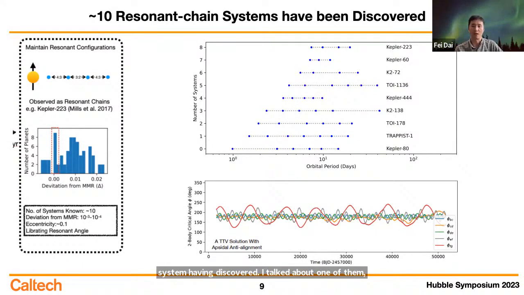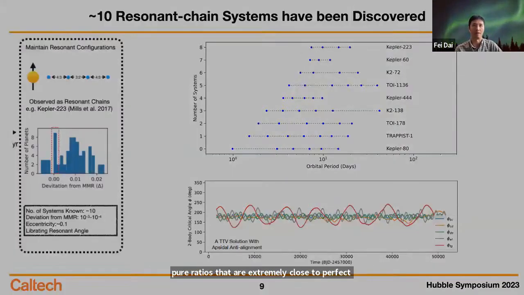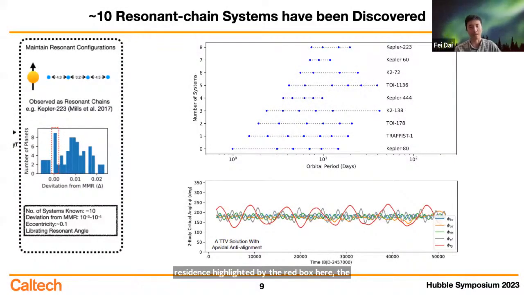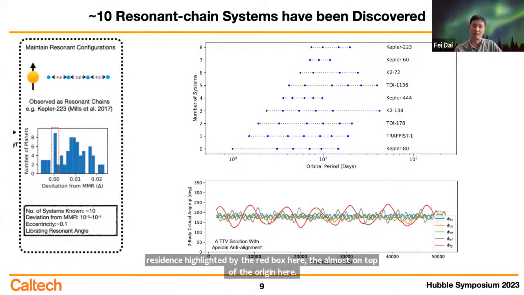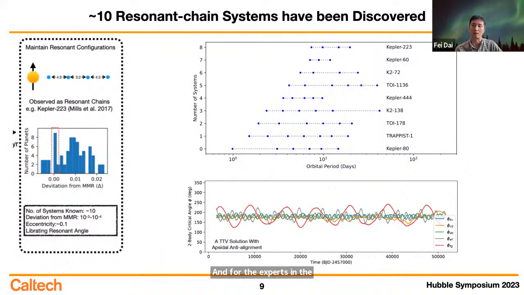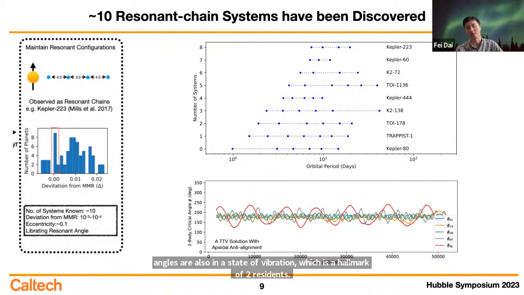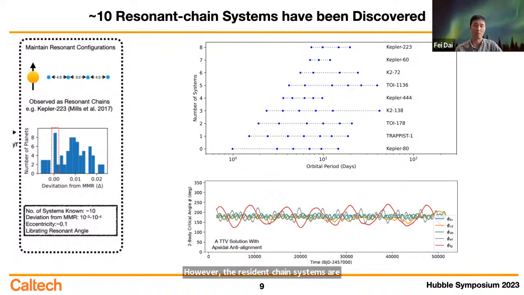Some of these resonant chain planets may have orbital period ratios that are extremely close to perfect resonance, highlighted by the red box here. They're almost on top of the origin here. And for the experts in the audience, their resonant angles are also in a state of libration, which is a hallmark of true resonance. However, the resonant chain systems are the minority rather than the norm of the observed planetary systems. Again, only about 10 of them have been discovered.